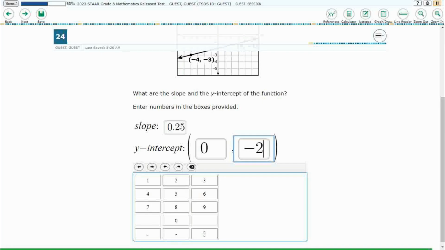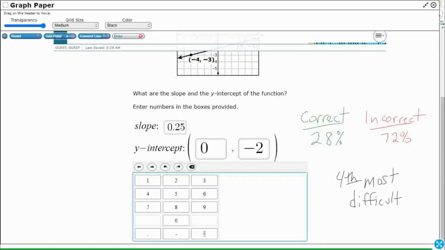Let's see how we did across the state of Texas. So, as you can see here, this was tied for the 4th most difficult because we only had 28% of our students get it correct. Remember, this is just a 1-point problem. So they either get all 3 boxes correct or they get 0 points. I think there were going to be many options for students to enter into the slope, but you saw that sometimes the actual equation editor itself was a little bit tricky to use.